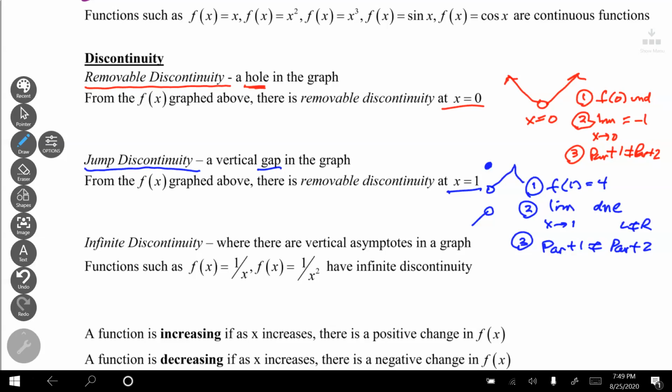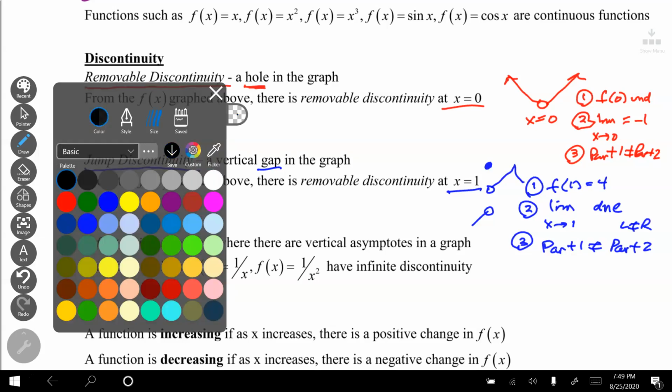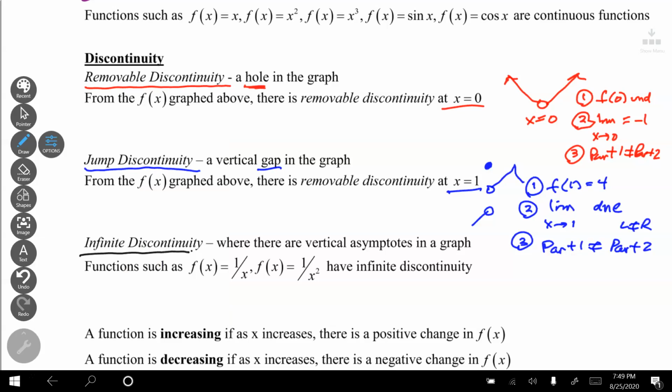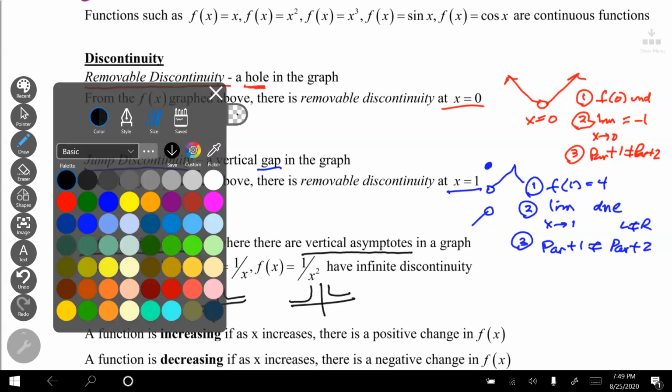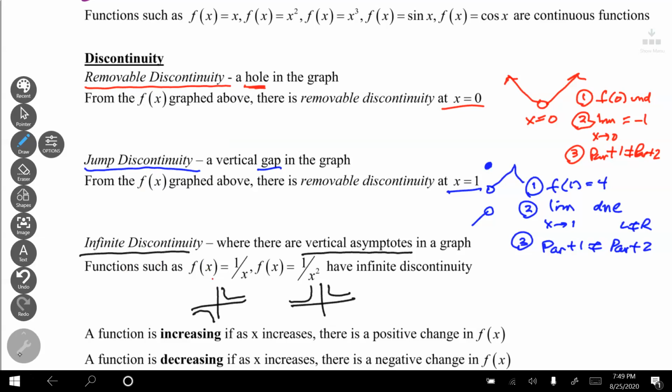Another type of discontinuity is called infinite. It's when you have a vertical asymptote. 1 over x. 1 over x squared. If you notice, they have vertical asymptotes right here at x equals 0. So it has an infinite discontinuity. It's not a gap where you could just pull one graph on top of the other, or there's a missing dot or this and that. This is infinite discontinuity.